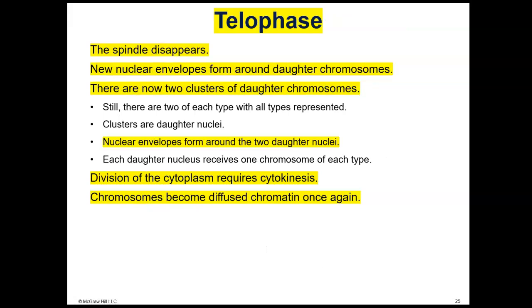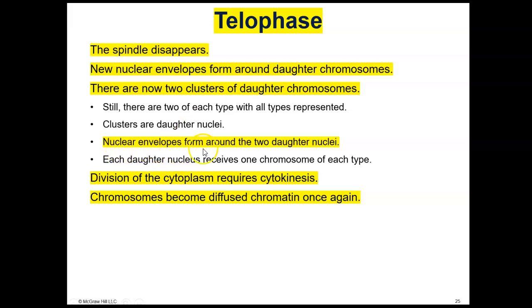Then we have telophase, which if you learned the events that happen in prophase, is easy because it's just the reverse. In prophase, the spindle appears. So in telophase, it disappears. In prophase, nuclear envelopes fragment or disappear. Now they reform around the daughter chromosome sets. And then there are now two clusters of daughter chromosomes rather than one single cluster of chromosomes. Now there are two sets of chromosomes basically, because there are going to be two cells, and each cell needs to have a set of its own chromosomes.